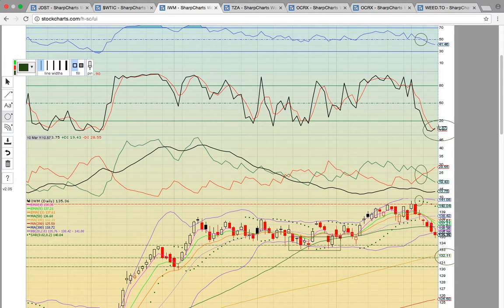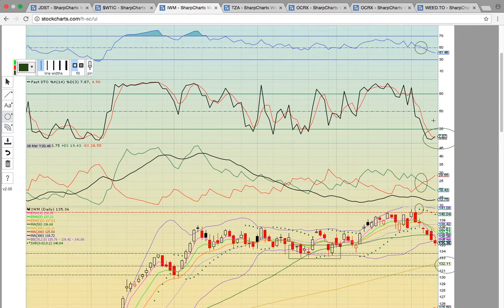There was a crossover right here. So the saying is, 5 red candles in a row is a good setup for a bounce. So, this has been 6. So keep an eye on IWM. It is due for a bounce.